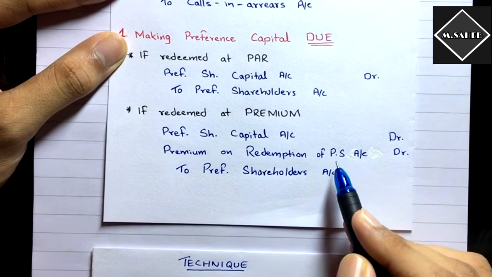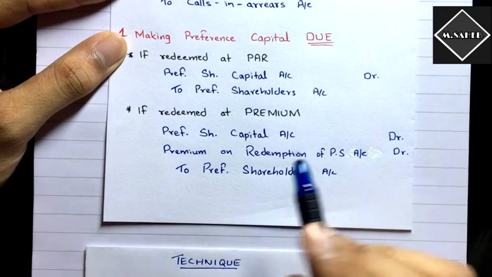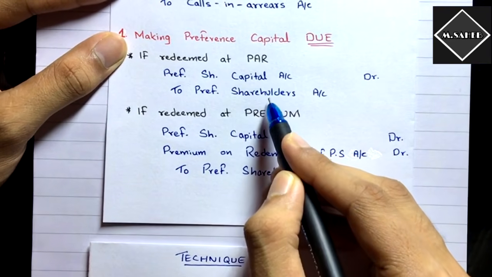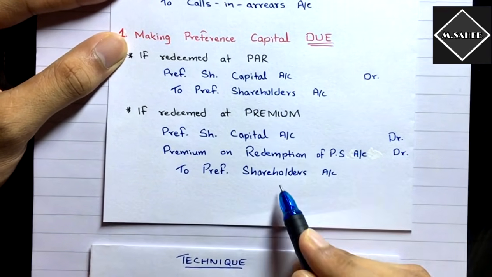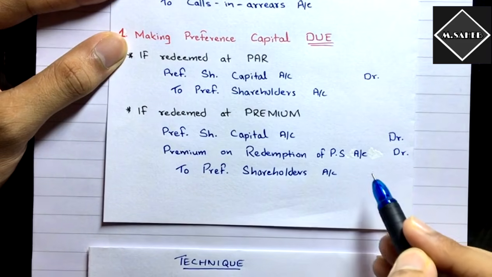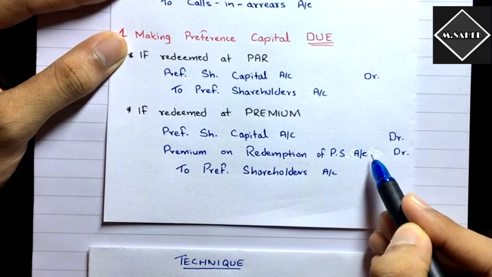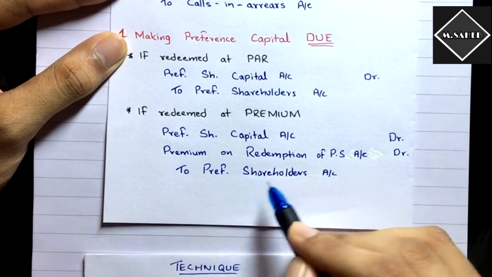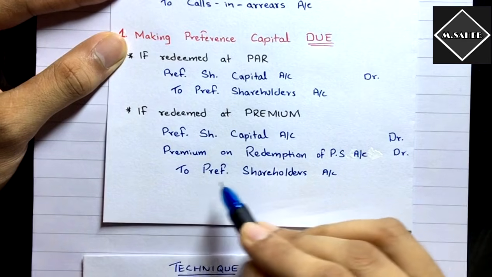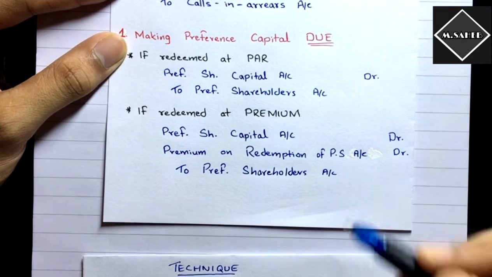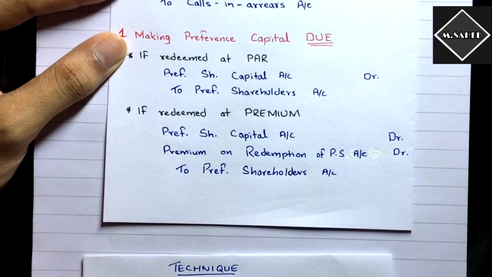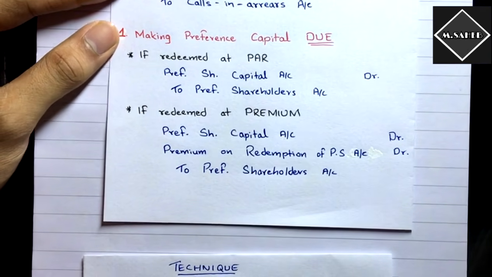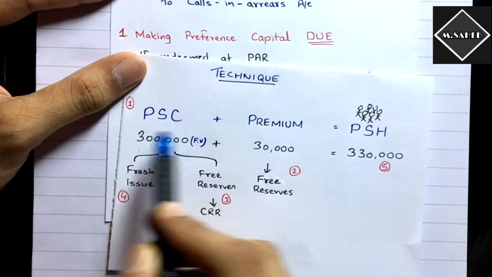Premium on redemption of preference shares account. We are also paying premium to these guys. Here we are just paying capital to preference shareholders. Here we are paying their capital back as well as some extra payment. So that also we have to debit. Premium on redemption of preference shares account to preference shareholders account. Same, the liability of preference shareholders account is increasing, because here we are accepting we have to pay preference shareholders. So this is the due entry that you have to pass. Simple, right? The first entry is this.